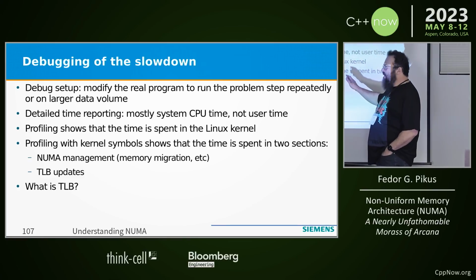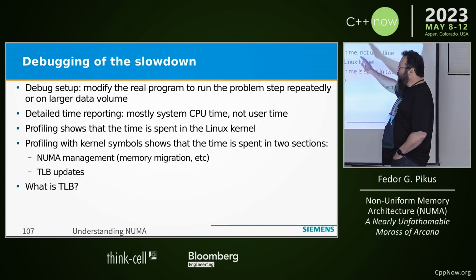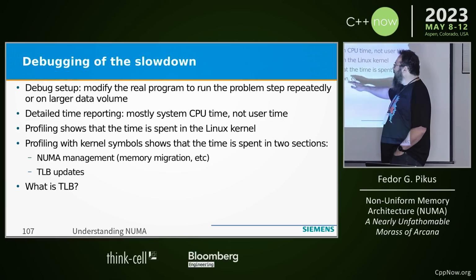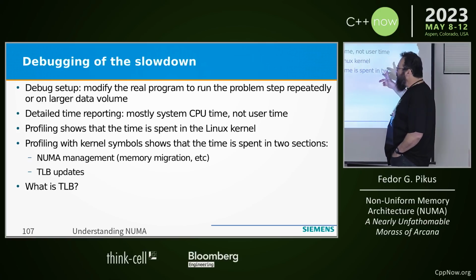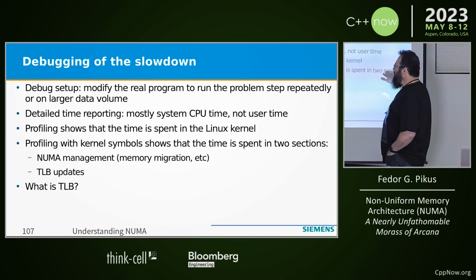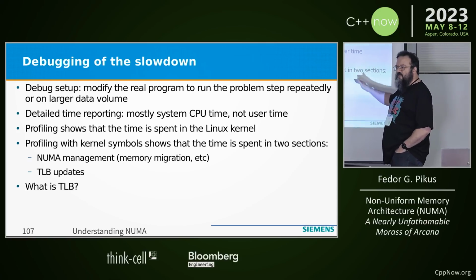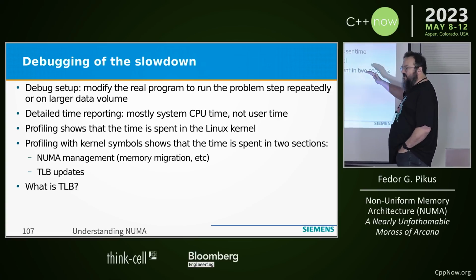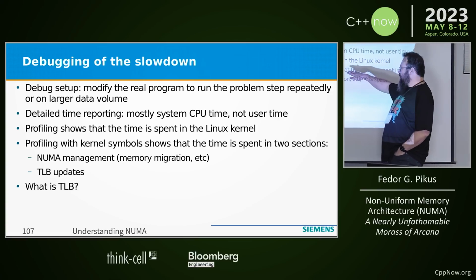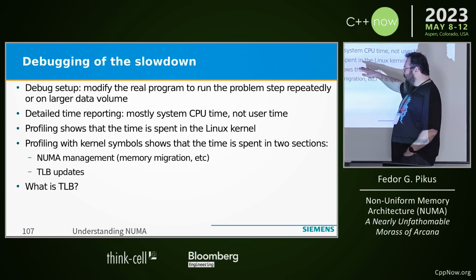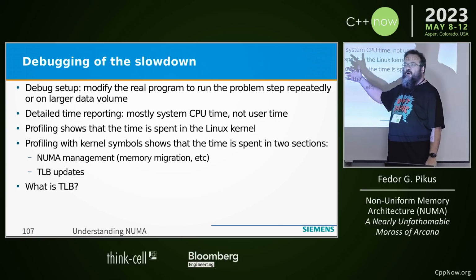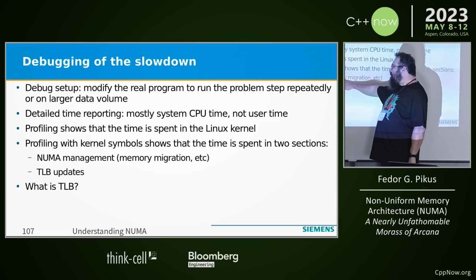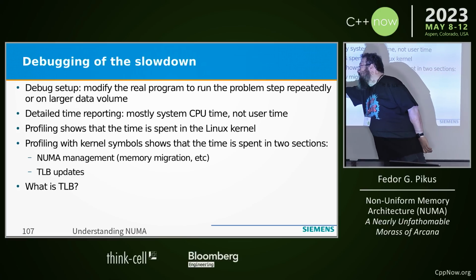I had to get the debug kernel and profile it with kernel symbols. I found that the hardware profiler doesn't show anything interesting, but the regular profiler tells me that the newer the system and the more NUMA nodes it has, the more time is spent in the kernel. I look at the debug symbols to see what part of the kernel it is. It's NUMA management and the TLB updates.